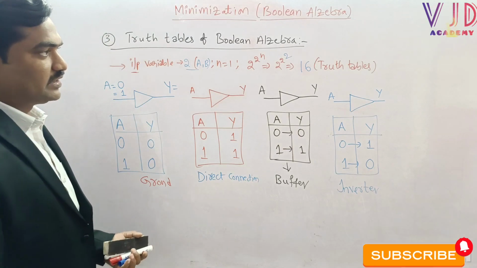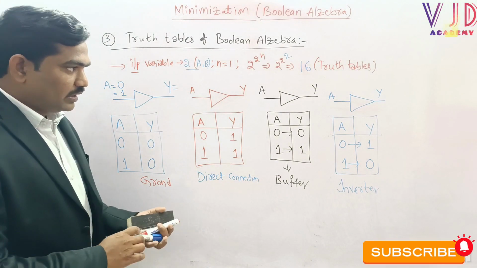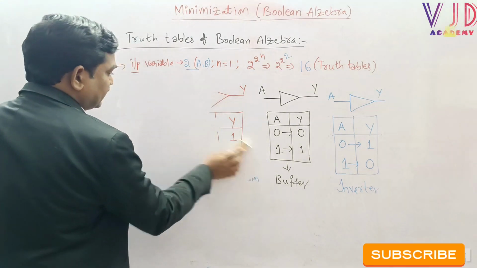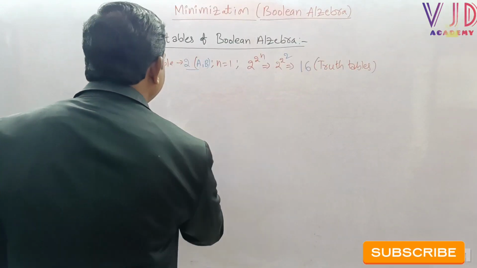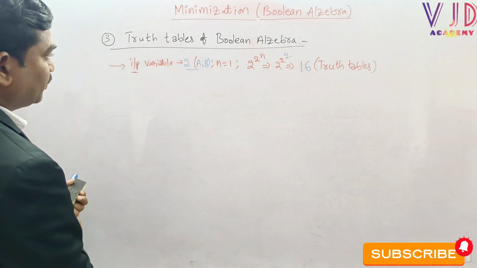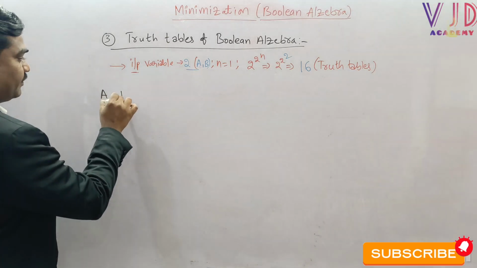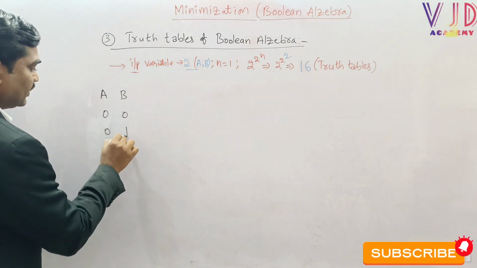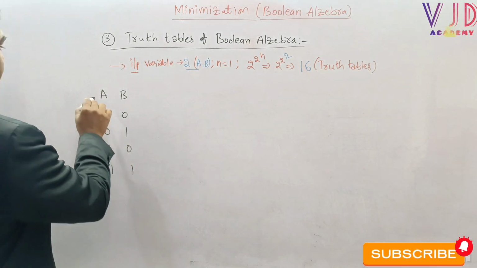Now let us try to understand what those 16 truth table combinations are. The moment we take 2 input variables, we get 4 input combinations. The input variables are A, B, and the combinations are 0 0, 0 1, 1 0, and finally 1 1. These are the input combinations.